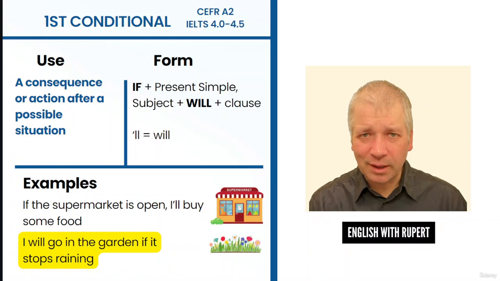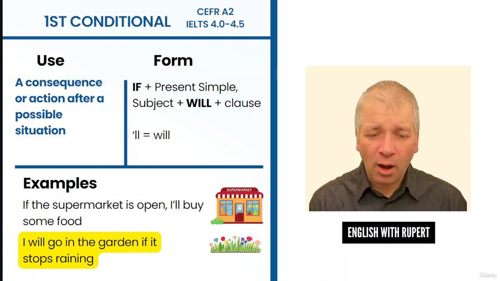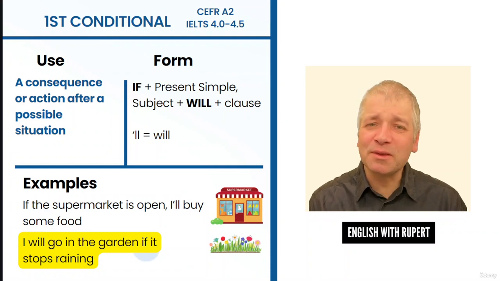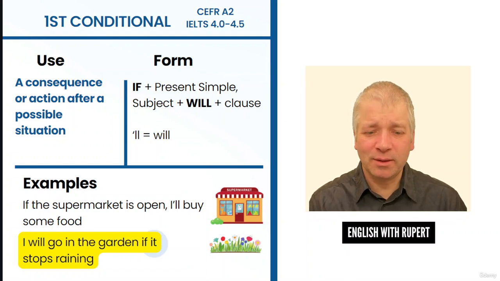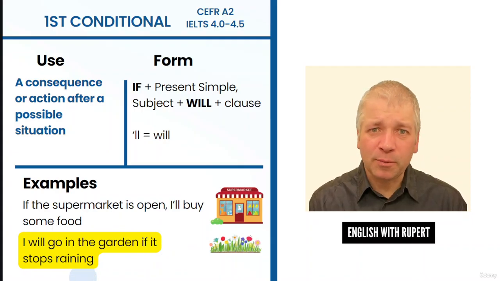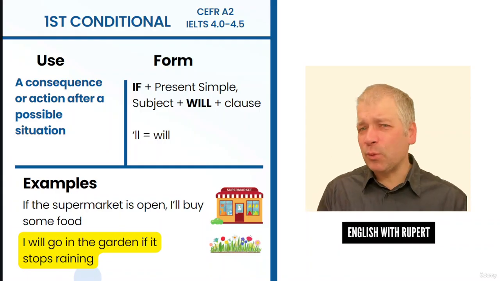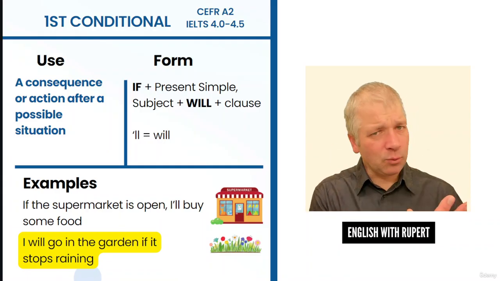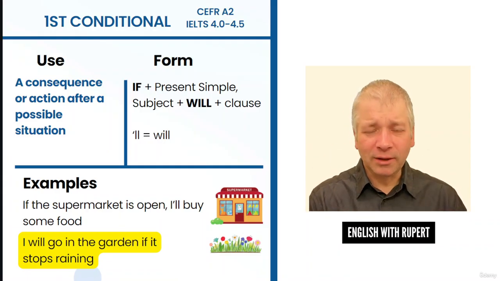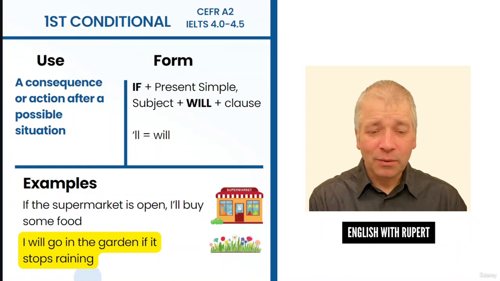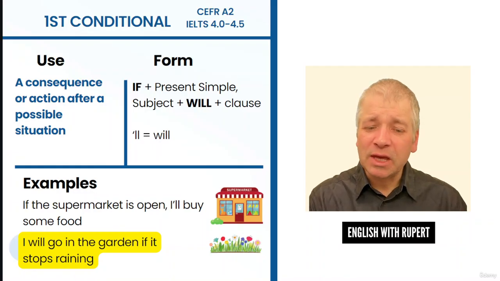Notice a difference here. Here we start with I will, subject followed by will, and if is in the second part of the sentence. If it stops raining. So if it stops raining is the possible situation. Maybe it will stop raining, maybe it will not. But if true, then here is the consequence. I will go in the garden.